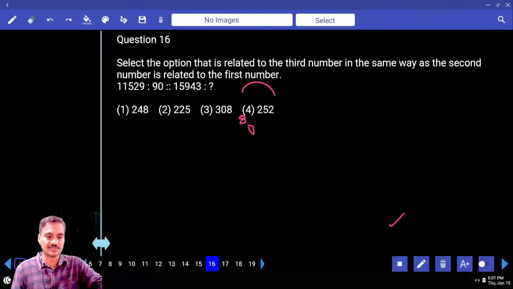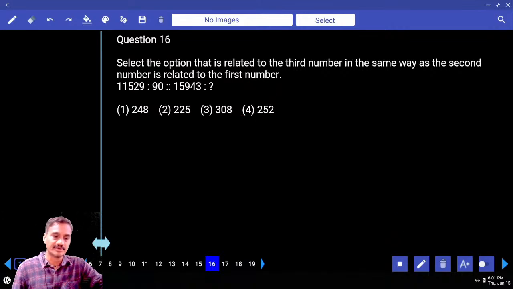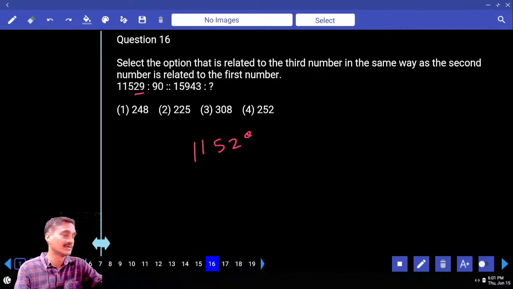Then 16th one. Now in this question number 16, 11529, 90, 1593 and so on. Now 29. Now 29 into 5. And what is 29? 11529 came. How did it come?